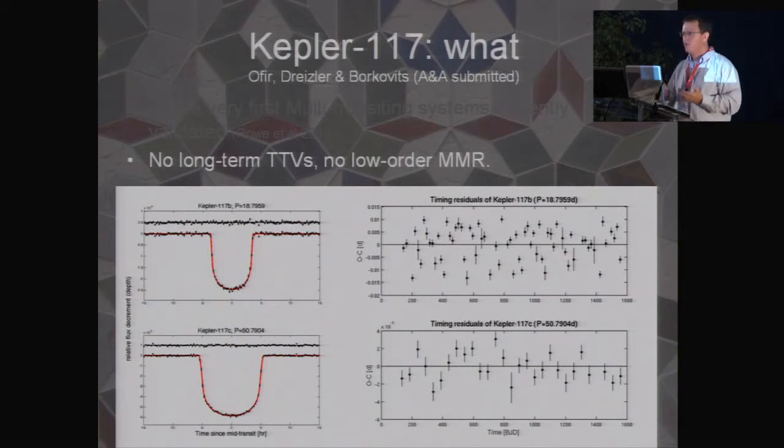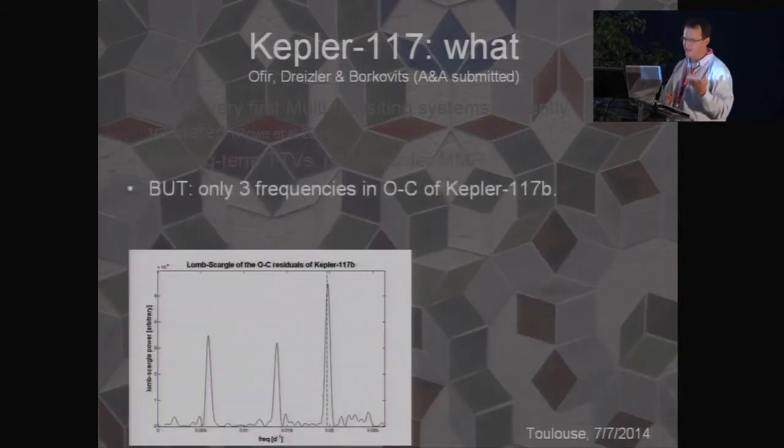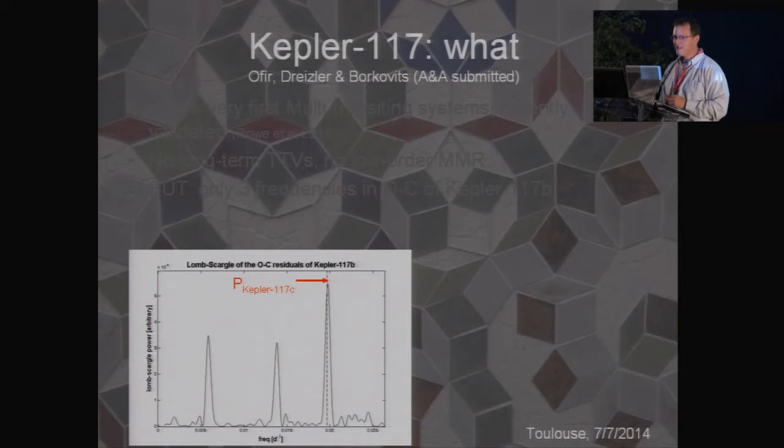Now, what one could do when you look at this excess scatter O minus C diagram is to do a Fourier analysis or Lomb-Scargle analysis, and one finds that there are exactly 3 significant periods that exist in this data. Specifically, if you look closely, the dashed line is not at the peak of the highest peak, but it is something else. It is the period of planet C. So the TTVs of planet B have a very strong component in the period of planet C.